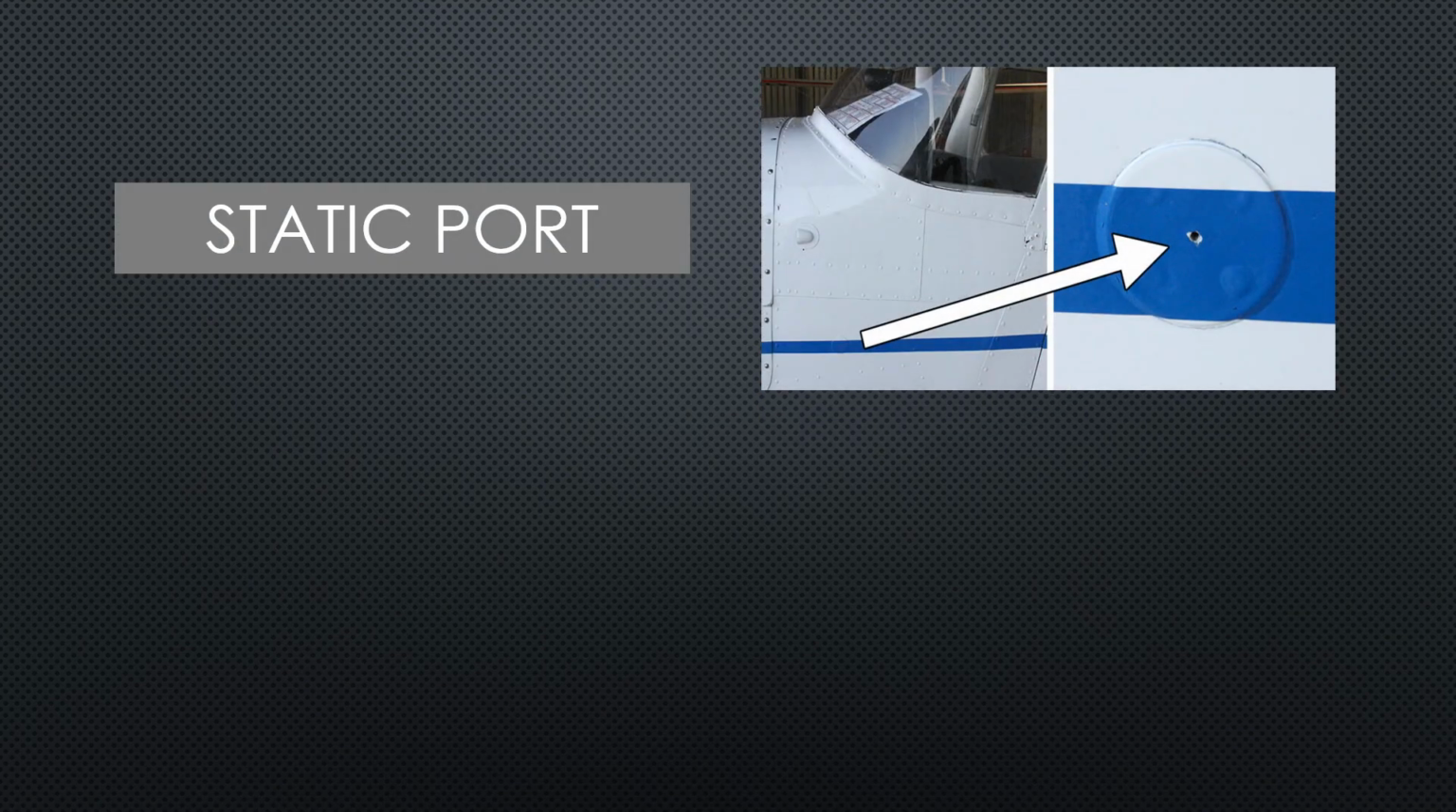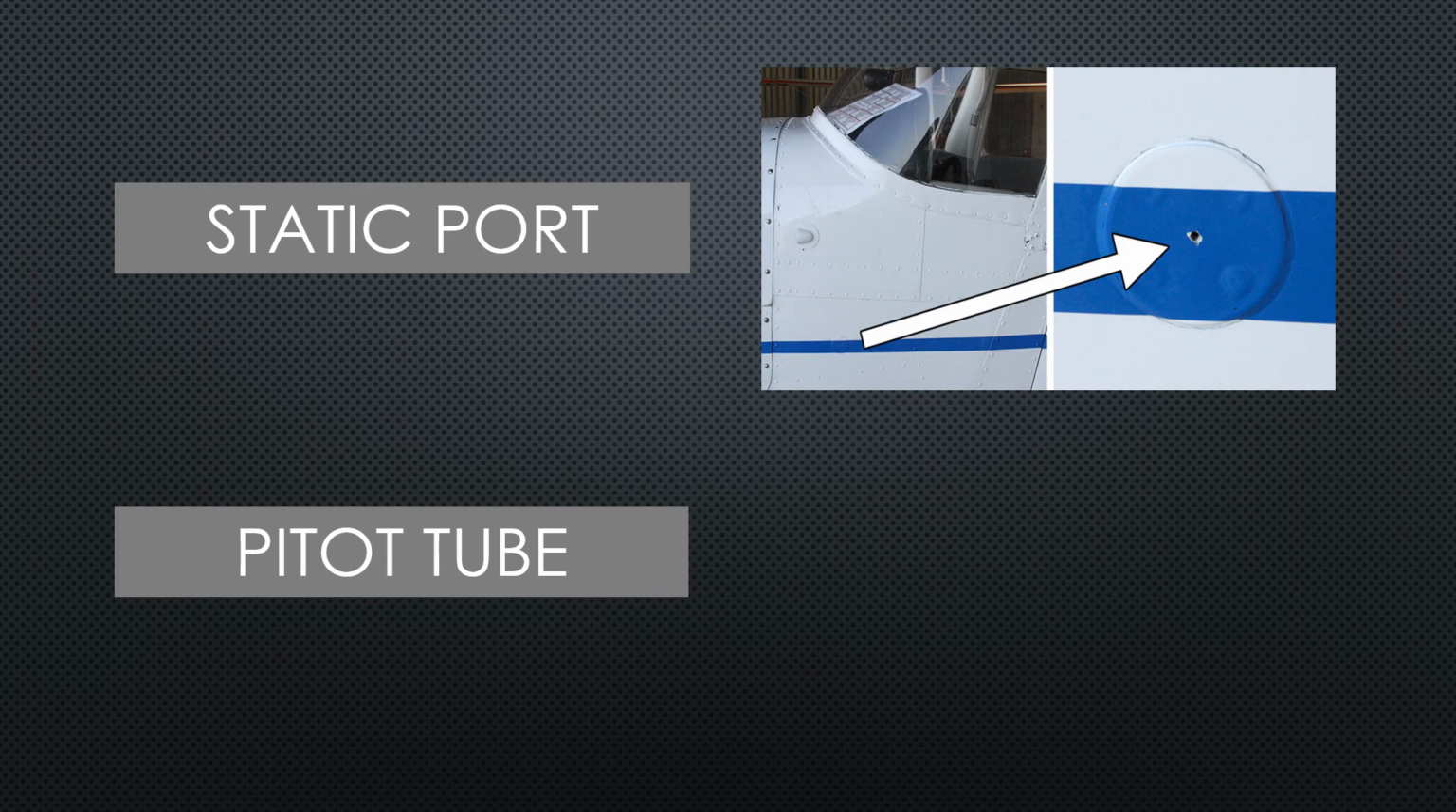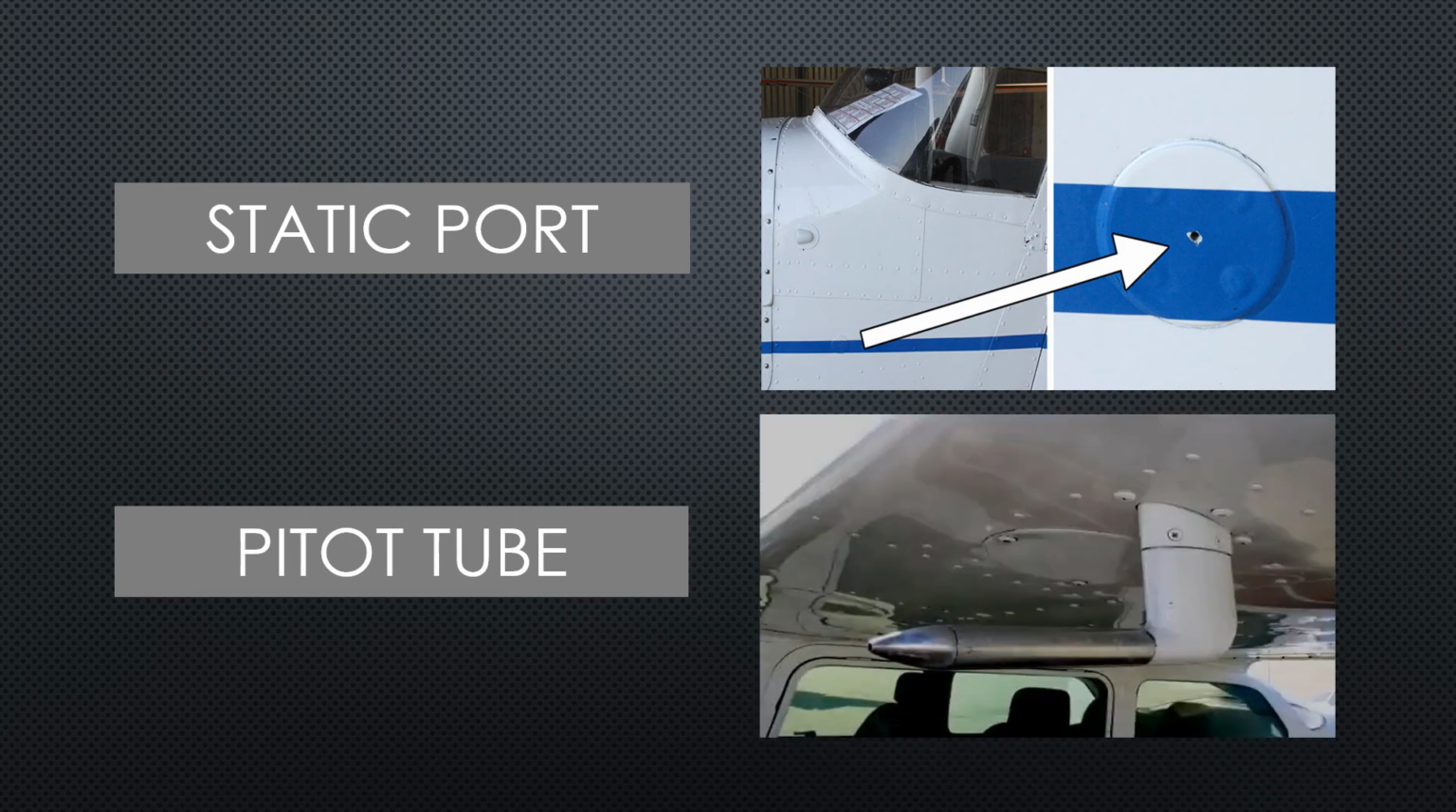Static port is located on the side of an aircraft. Although it depends on the design of the aircraft itself, it receives undisturbed air and leads it to each static instrument. Pitot tube is located beneath the wings and is only connected to airspeed indicator.